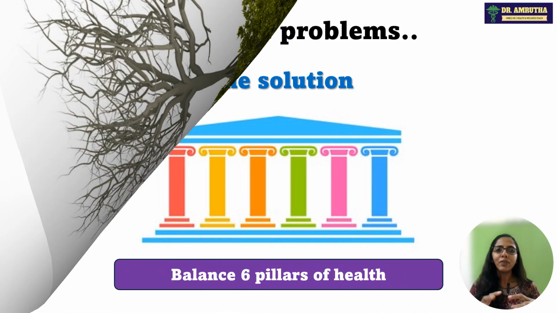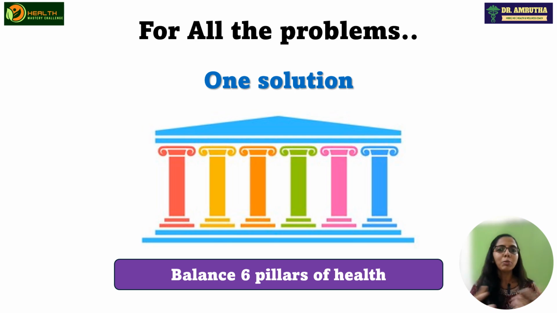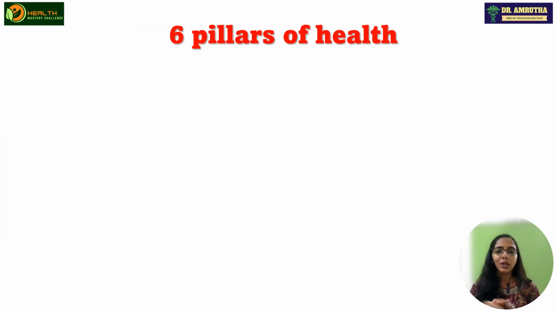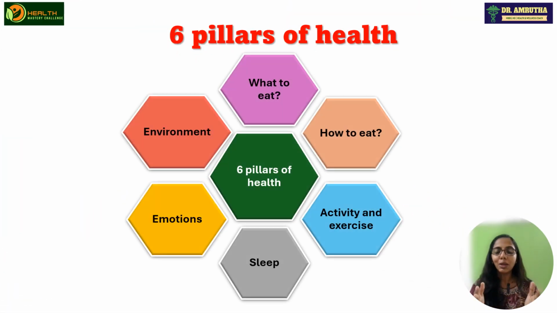So when I talk about all the problems which are mainly related to lifestyle, there is one solution, that is nothing but working on the root cause. In my opinion, there are mainly 6 pillars on which we have to work. So these are the 6 pillars of health. What can be the 6 pillars? These are the 6 pillars.